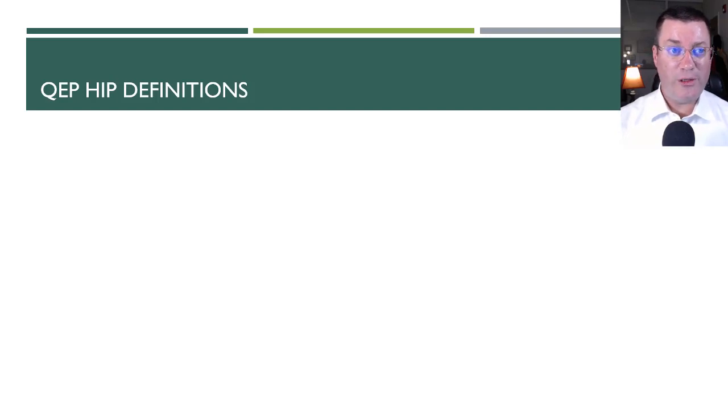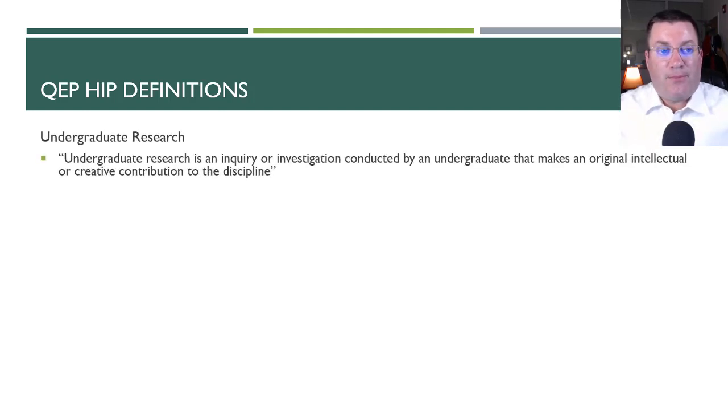So now, for our QEP, we have these high-impact practices, and we want to define them so that we are clear on what it is we are wanting our faculty to, the opportunities we want our faculty to create for our students. So the first high-impact practice is undergraduate research, and we're defining that as undergraduate research is an inquiry or investigation conducted by an undergraduate that makes an original intellectual or creative contribution to the discipline.